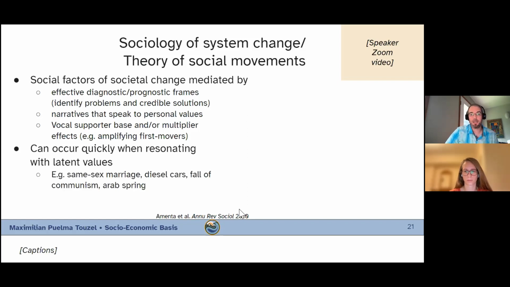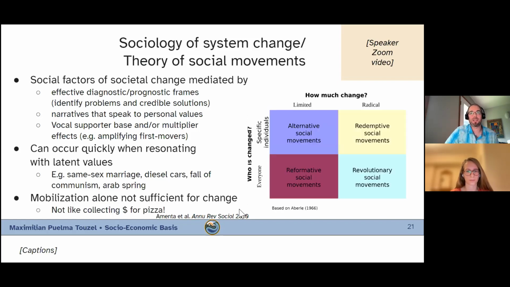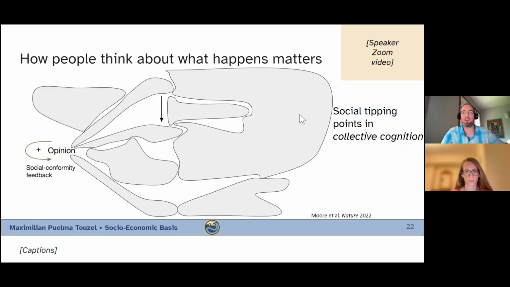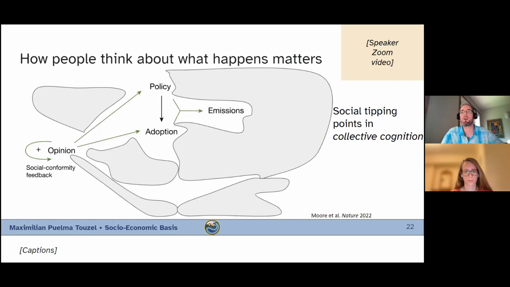However, collecting people into a movement isn't sufficient for change, right? It's not like you get the pizza once you collect the money for it. Collecting people is the first step, and then you have to actually get them to do stuff. There's a lot of work on the theory of social change that has categorized different social movements. I'm just going to go through this quickly. This is one recent paper where a bunch of people embedded in climate and social science got together and brainstormed some ways in which you could get social tipping points in collective cognition.